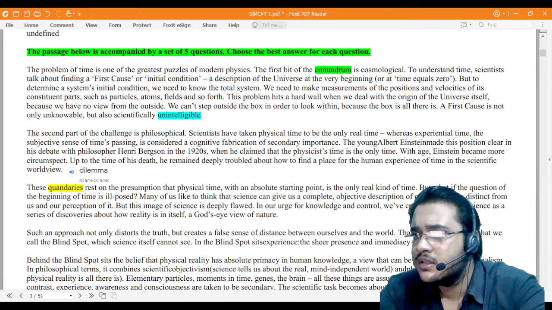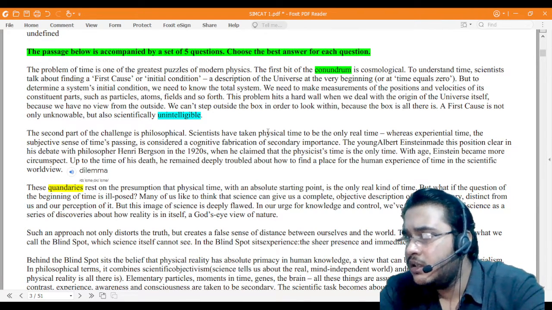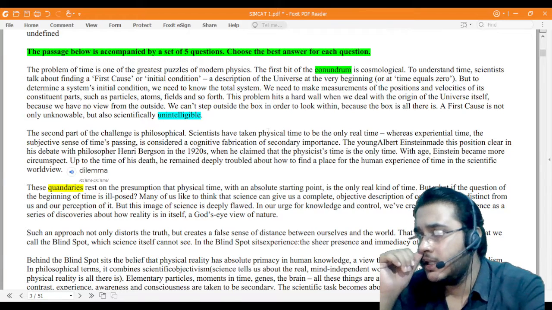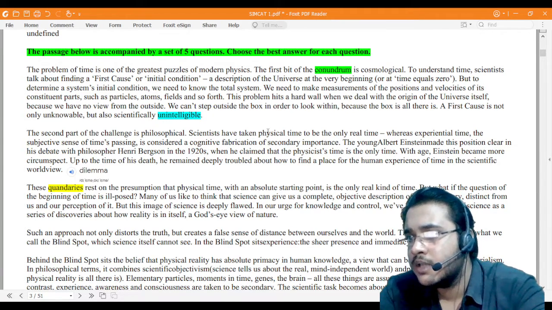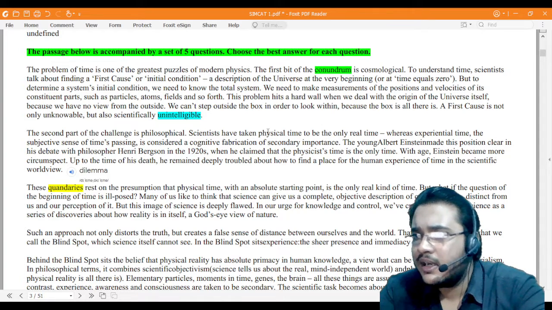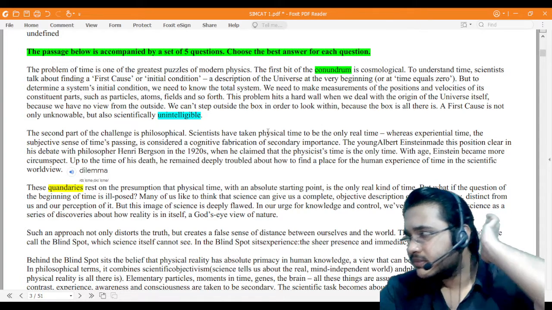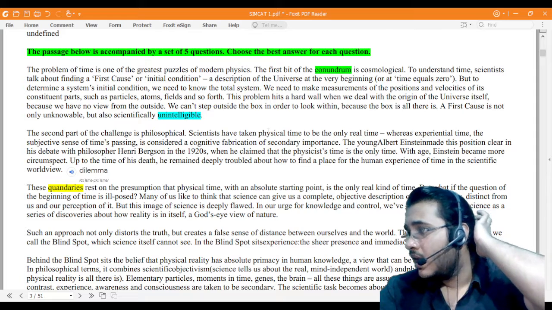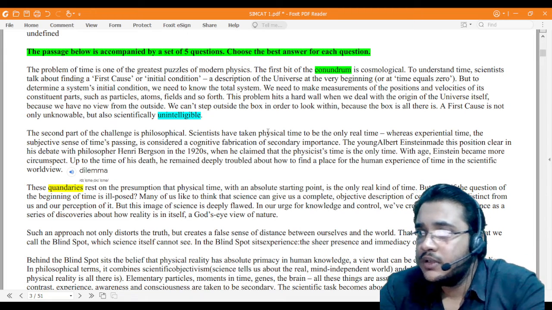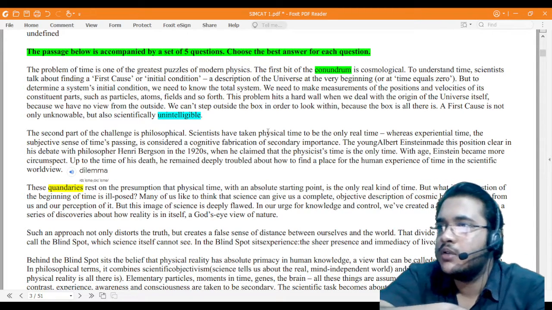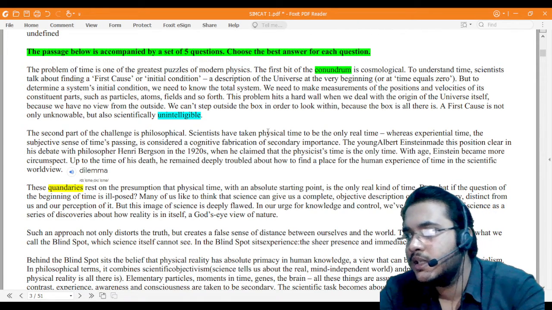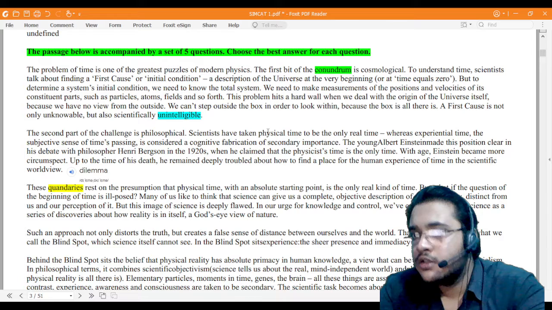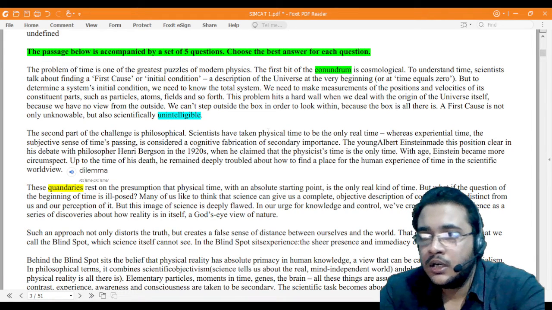But to determine a system's initial condition, we need to know the total system. We need to make measurements of the positions and velocity of its constituent parts, such as particles, atoms, fields, and so forth. This problem hits a hard wall when we deal with the origin of the universe itself, because we have to view it from the outside. We can't step outside of the box in order to look within, because the box is all there is. A first cause is not only unknowable, but also scientifically unintelligible.